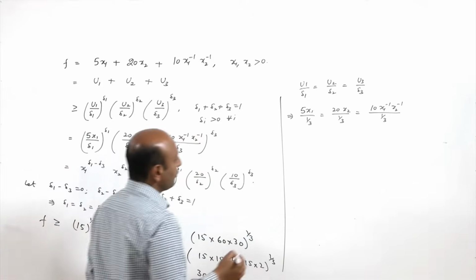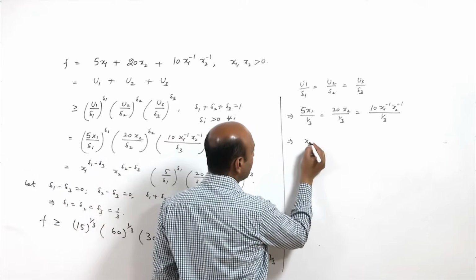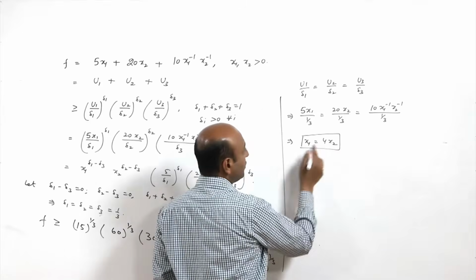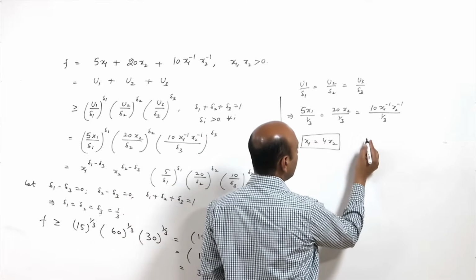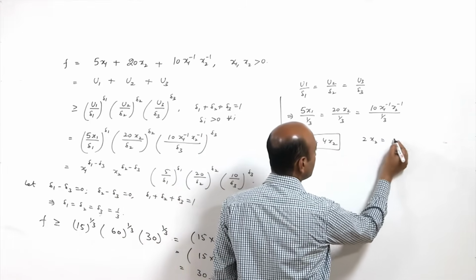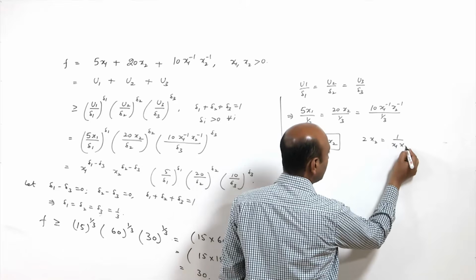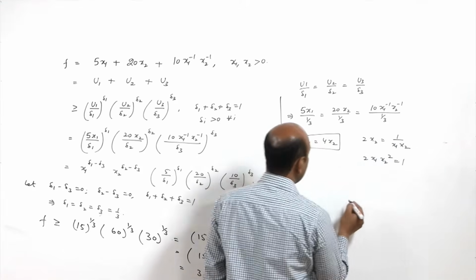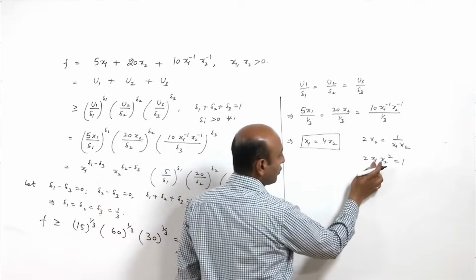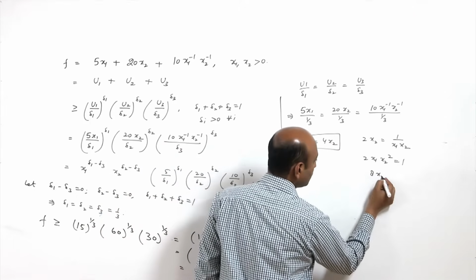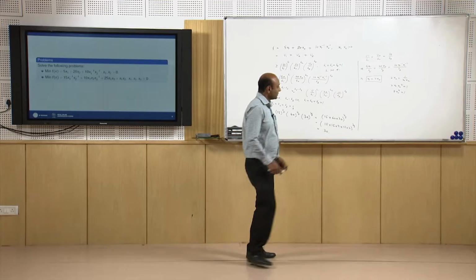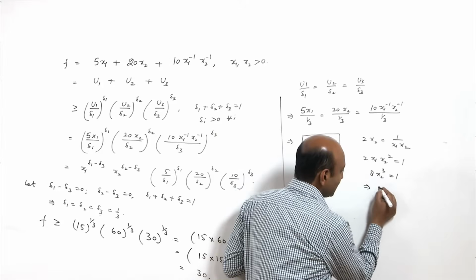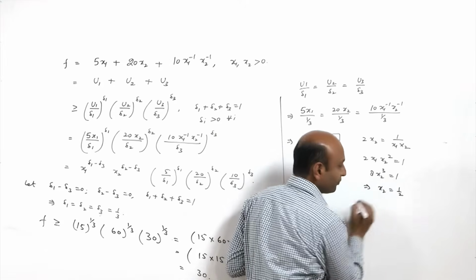So, from here what do we obtain? From here we obtain x1 as 4x2, and if we take these two, we obtain 2x1 x2 square is equal to 1. When you substitute x1 equals 4x2, then it is 8x2 cube equals 1. So, we obtain 8x2 cube equal to 1, which implies x2 equal to 1 by 2.